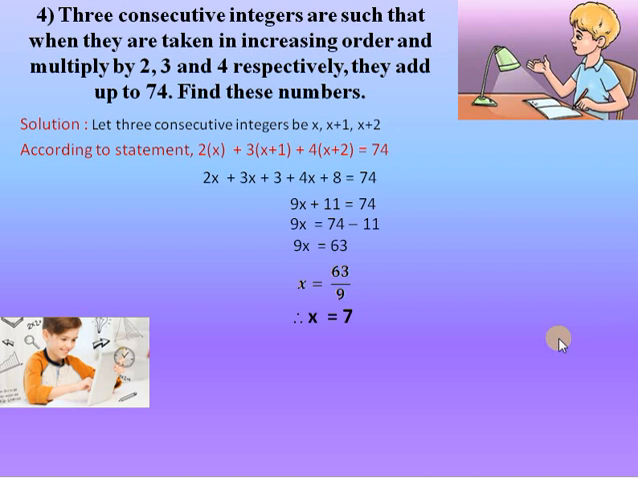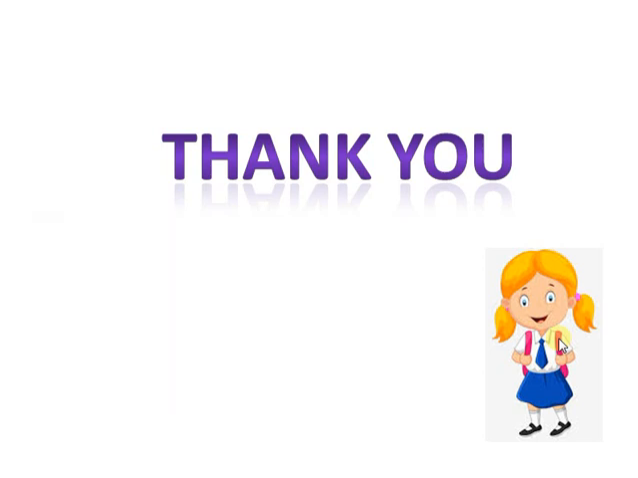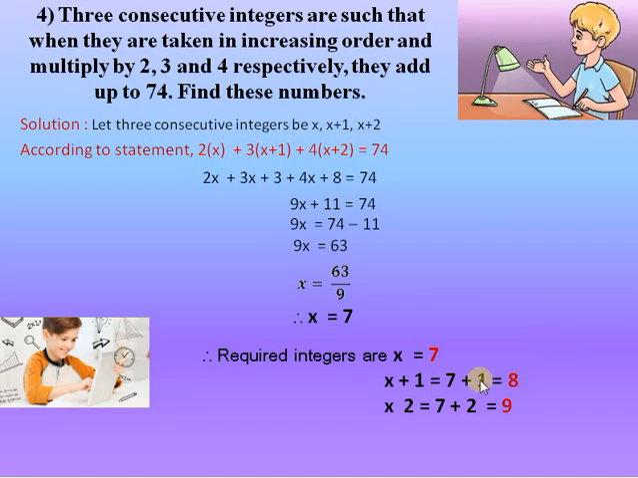They are taken in ascending order and multiplied by 2, 3, 4 respectively, and the sum gives 74. You see, 7 twos are 14, 8 threes are 24, 9 fours are 36. By adding those 3 you will get 74. Therefore the required integers are x is equal to 7, x plus 1 is equal to 7 plus 1 is equal to 8, and x plus 2 is equal to 7 plus 2 is equal to 9. So these are the required three numbers here.